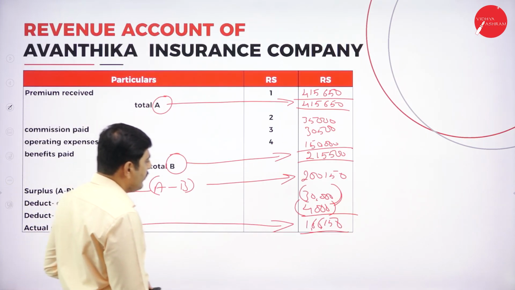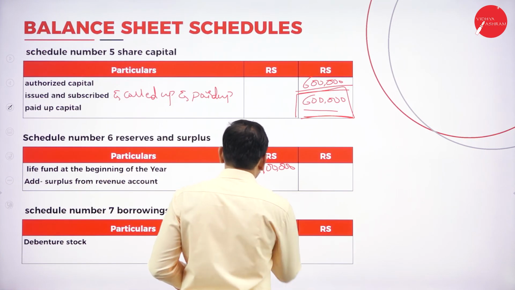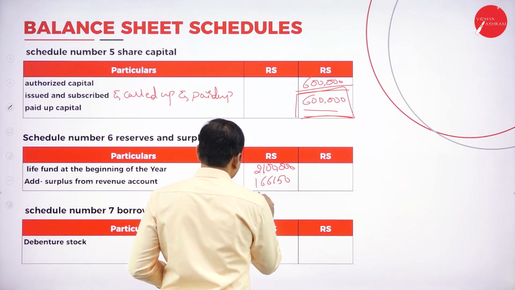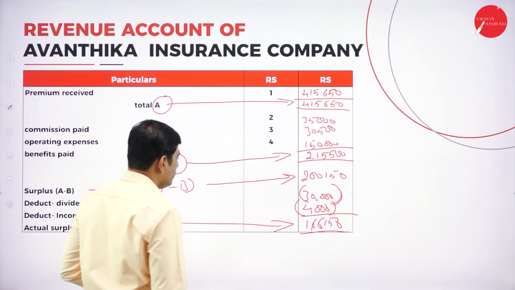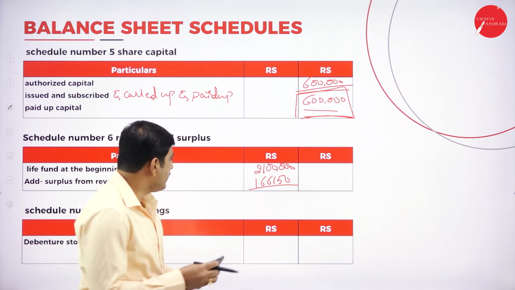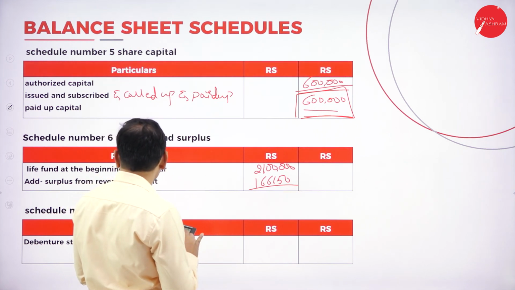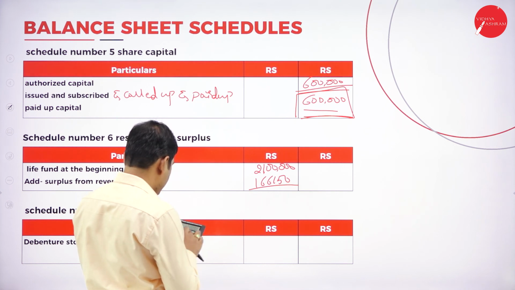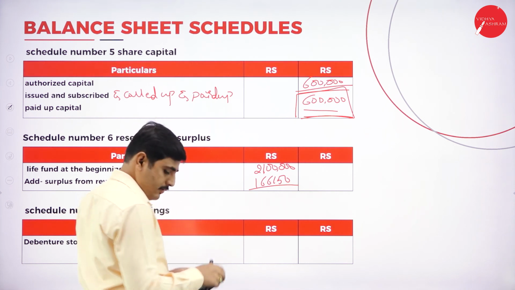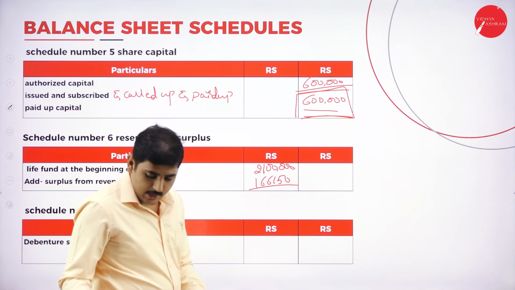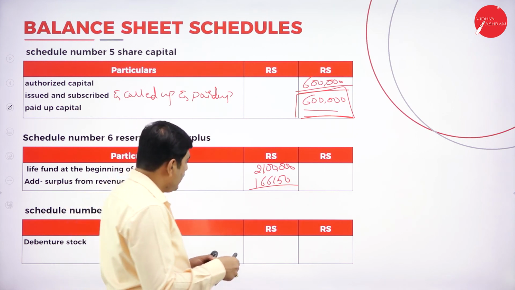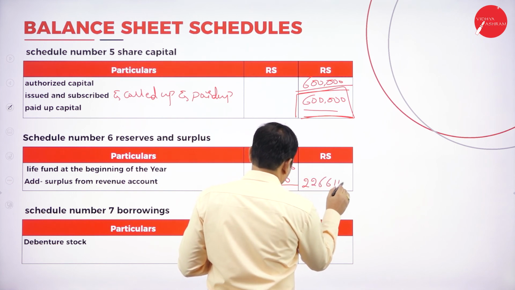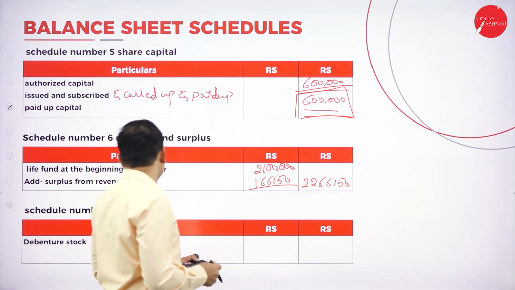Again, add surplus from the revenue account. What is our surplus? 1,66,150. So add 1,66,150. So add it, you'll get schedule number 6. Now, if you add this, you'll get 22,66,150 as the total.